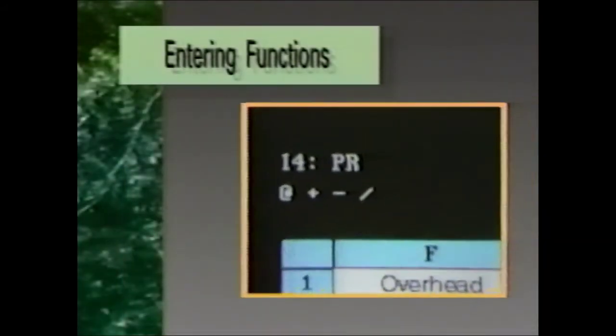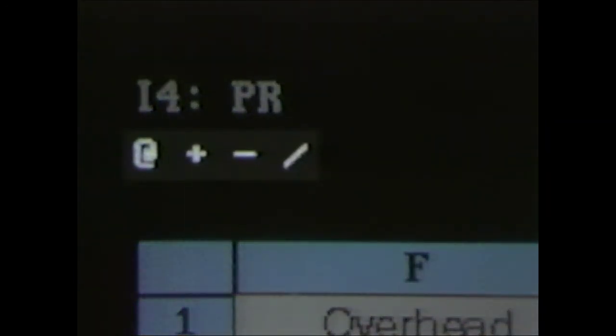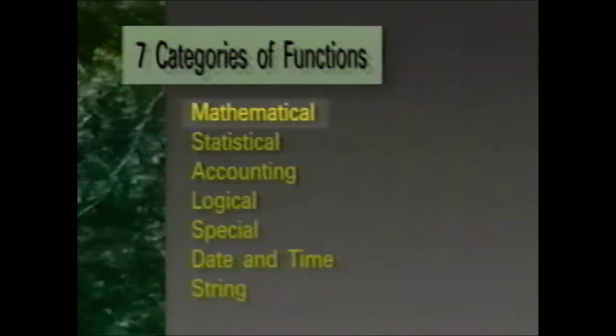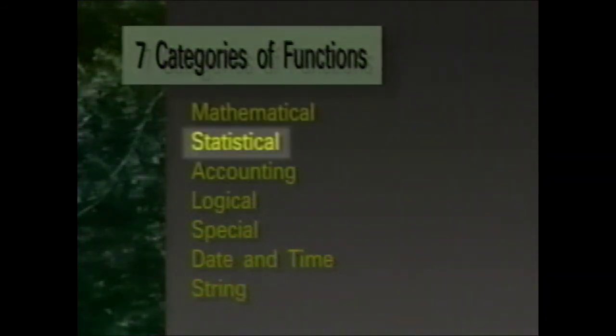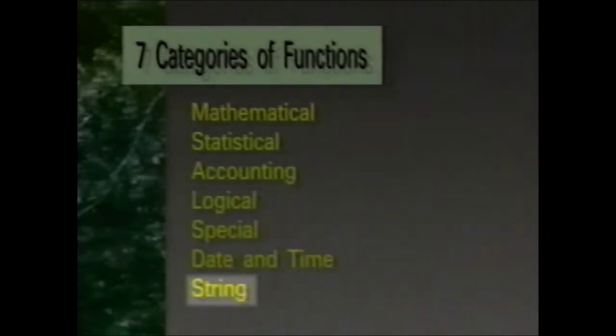In addition to the formulas you construct, 1-2-3 provides a variety of pre-constructed formulas called functions. The program provides a total of 92 different functions which can be grouped into 7 basic categories: mathematical, statistical, accounting, logical, special, date and time, and string.